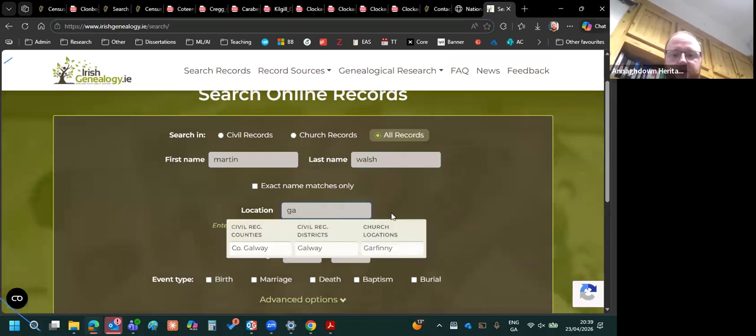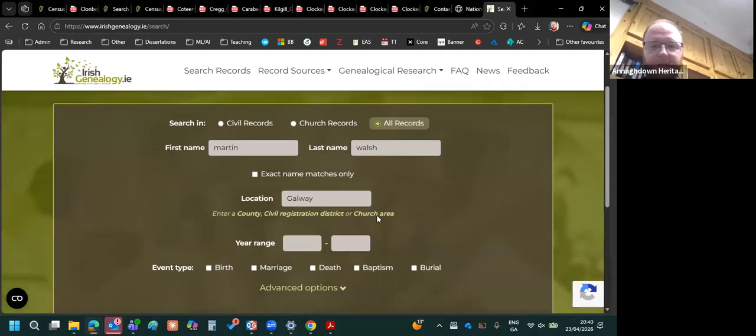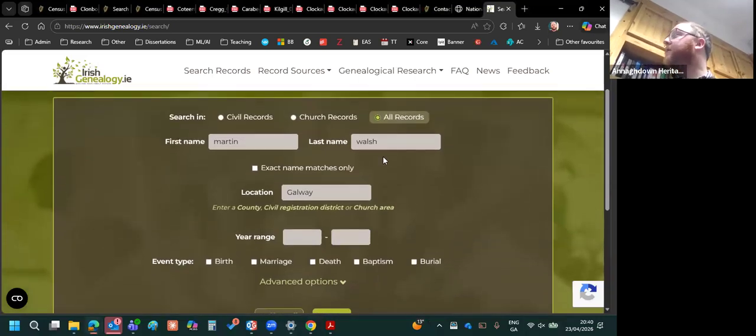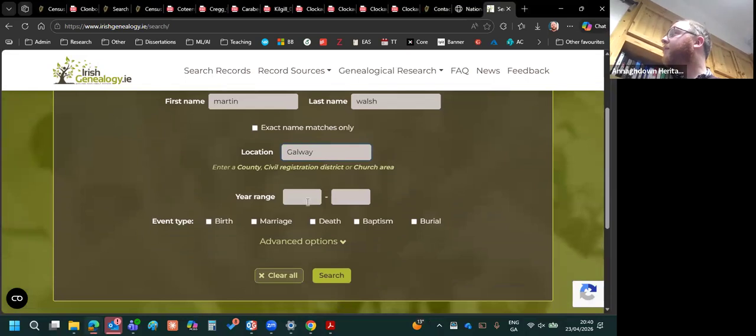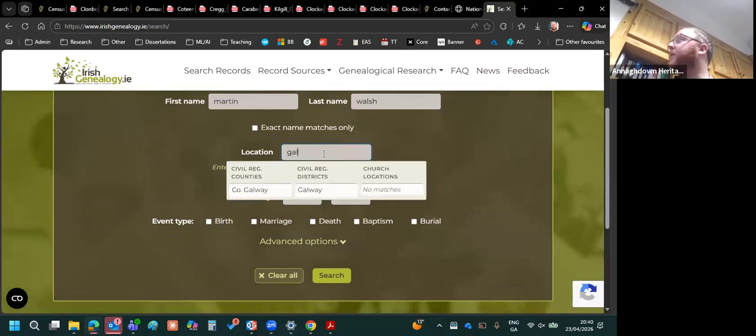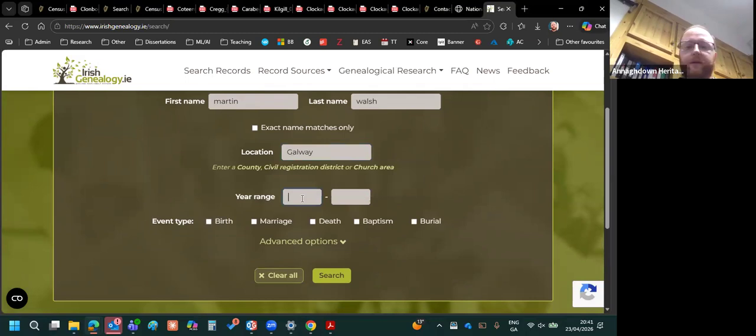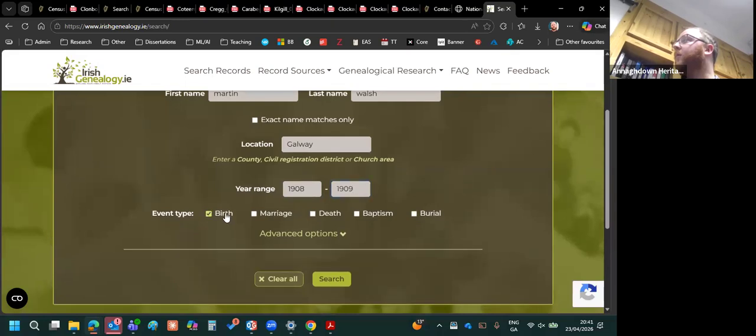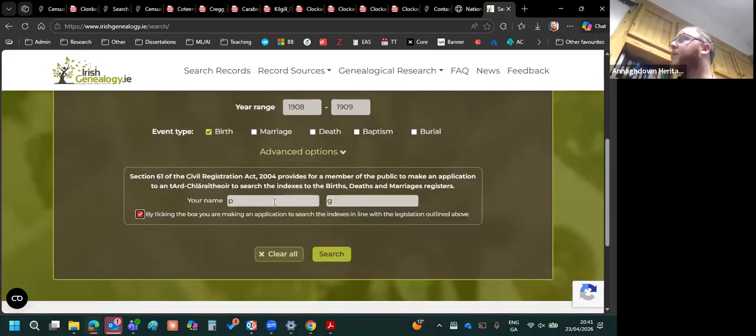So the civil registration district is Galway. Martin Walsh, no E, put in an E if we want. When you type in Galway here, it'll offer you County Galway or Galway Civil Registration District. This is Galway, the Superintendent Registrar's District of Galway. I think it's roughly the Union, which is the Galway part of Annadown, Galway. So we'll search for 1908 to 1909 and birth, and sign in. And search.